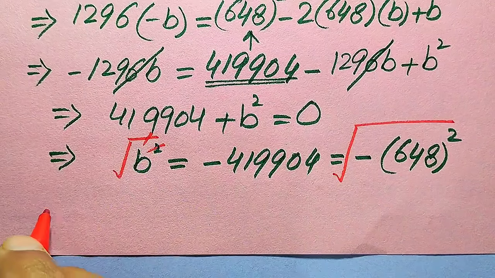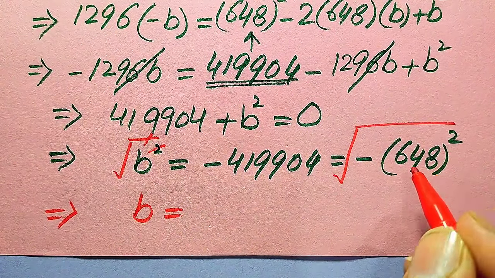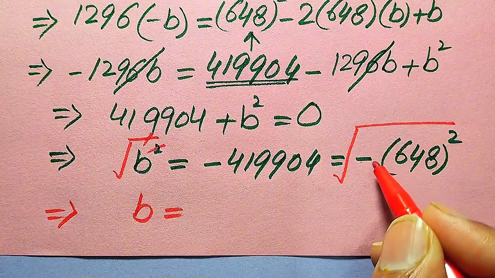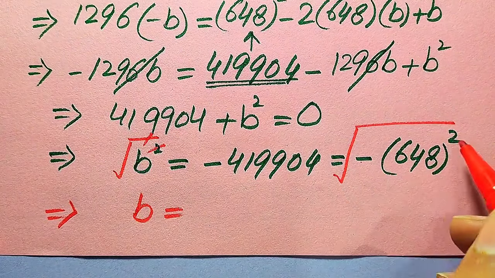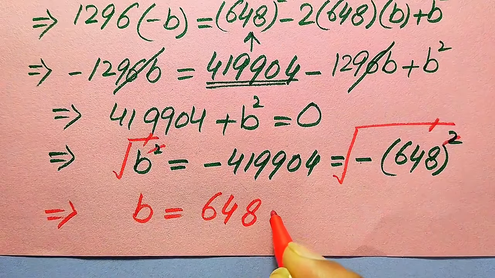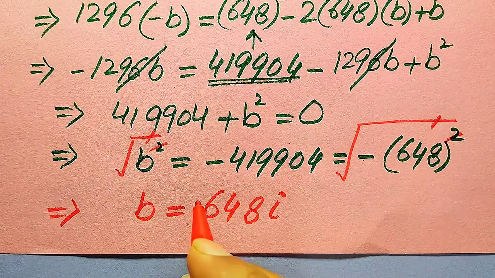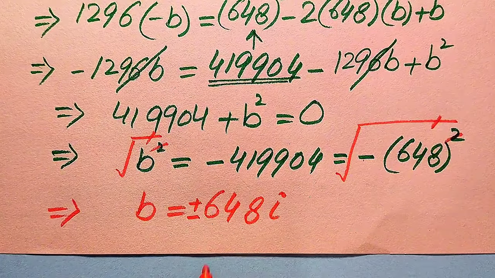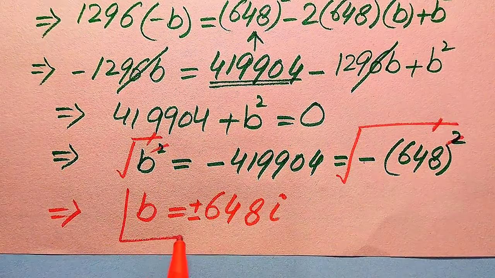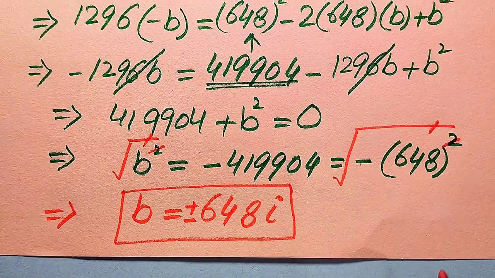So this 2 and square root are gone, and we get here b is equal to, here we know that when a negative sign appears inside the square root, it will become iota, and these 2 and square root are gone, and we get here 648 into iota. Further, we apply square root on both of the sides, so that's why we write here plus minus sign on the right hand side. So these are the two complex values of b in this problem, and this is the final answer.